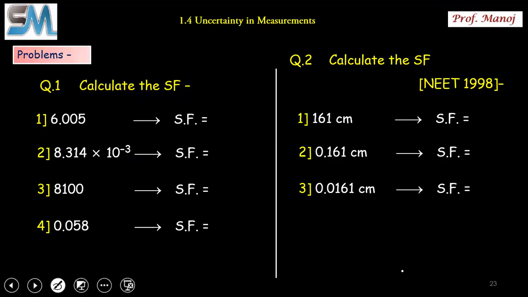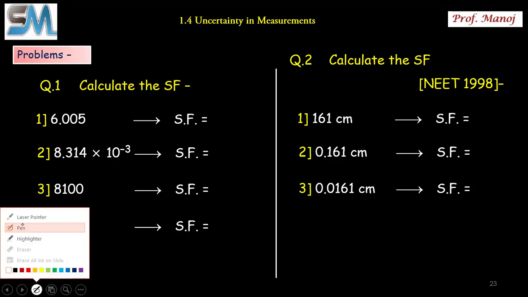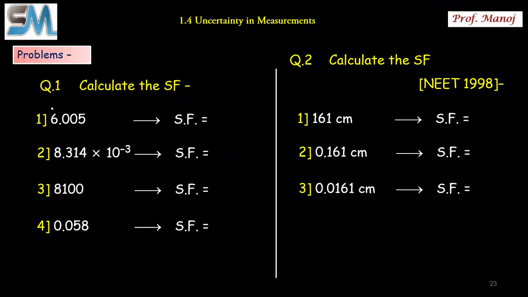After significant figures, we have some problems to solve. You can pause the video, check it again, and then continue with solving, checking my answers. So let us calculate the significant figures in case you have tried them. 6005, all 4 are going to be significant figures here. So this will be 1, 2, 3, 4, 4 significant figures.